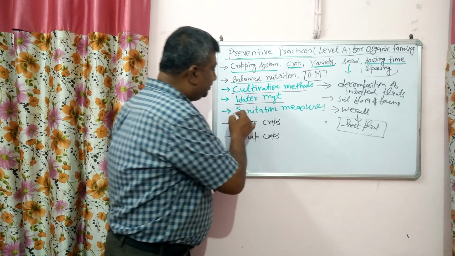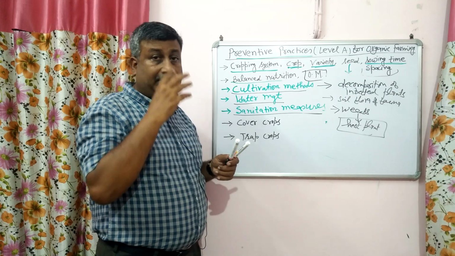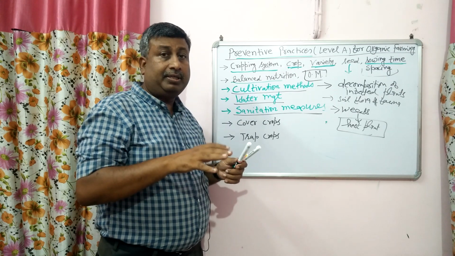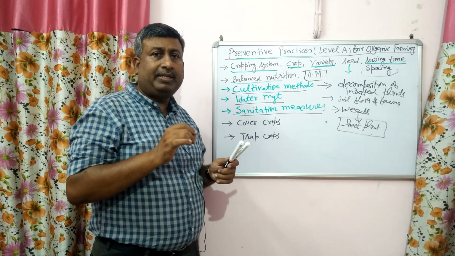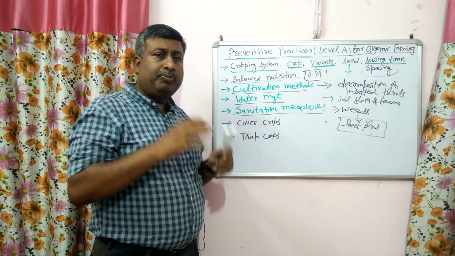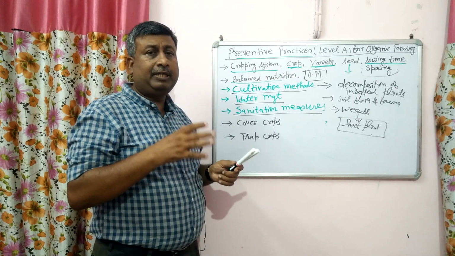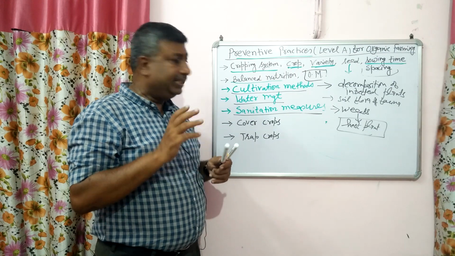Then sanitation measures: remove the infected plant parts from the field. If the plant is infected, then remove that plant from the field and destroy the material. If there is any infected or infested material, remove the plant part or the whole plant from the field and discard it properly, so that it does not carry or spread the disease or insects.